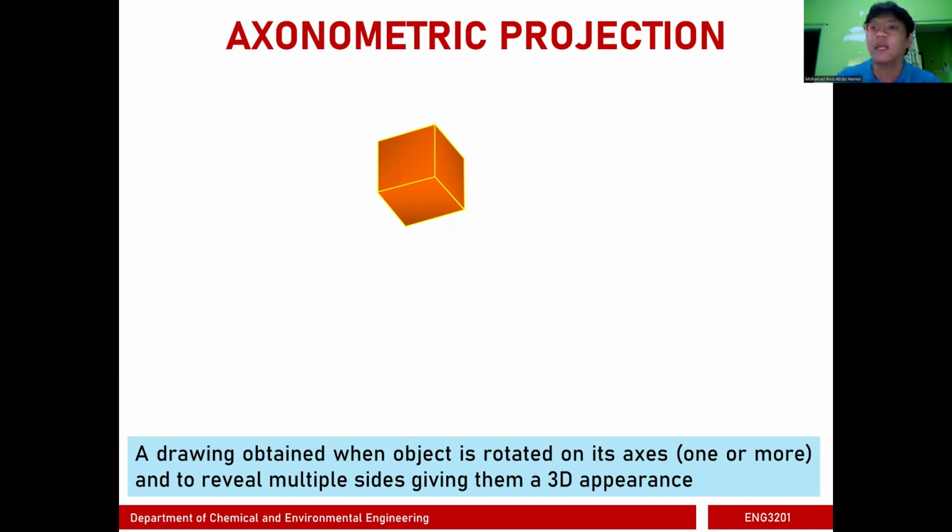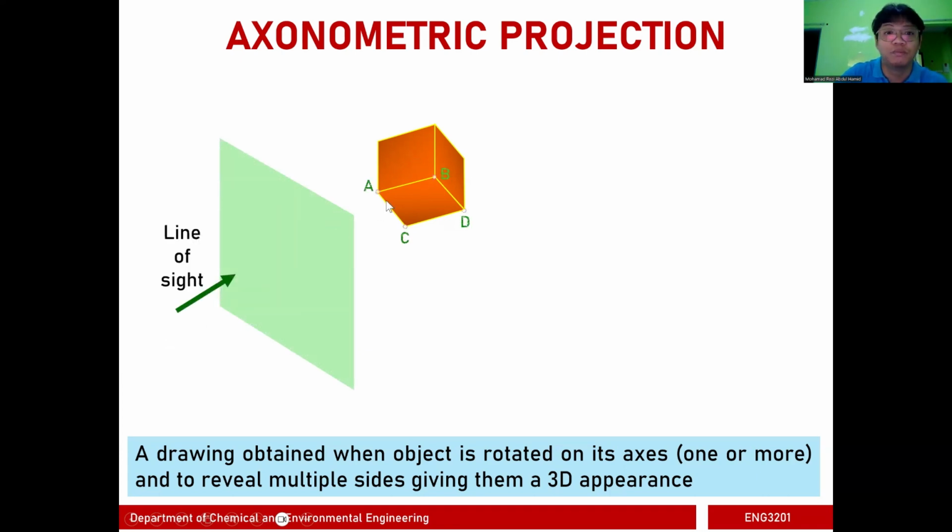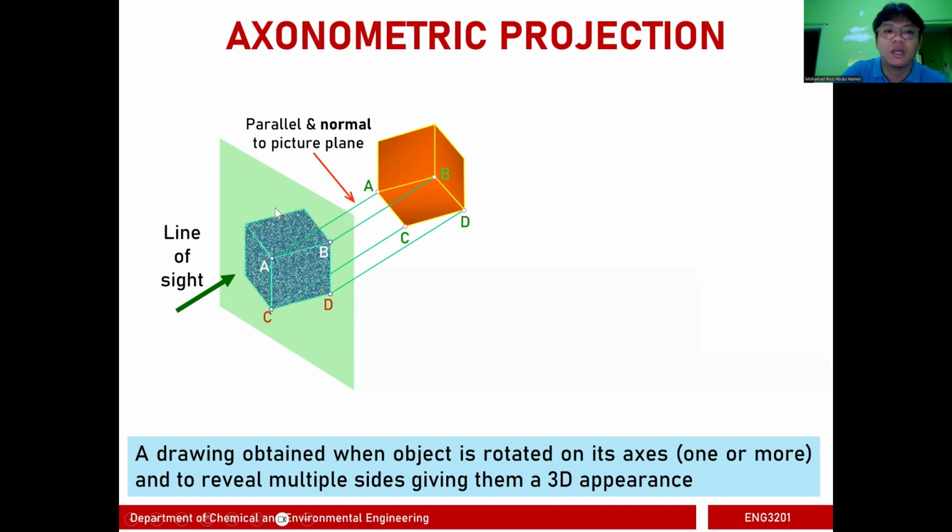Okay. Now, let's see an animation of how it works. I have an object here. This is your line of sight. This is your plane of projection. This is your object, which is a cube. Let's say the features that you are focusing on are A, B, C, D. Now it is parallel and normal to the picture plane, or your plane of projection. What you see is just this, and what you're going to draw is this. Now it represents 1 dimension, 2 dimension, 3 dimension, and it appears 3D, right?